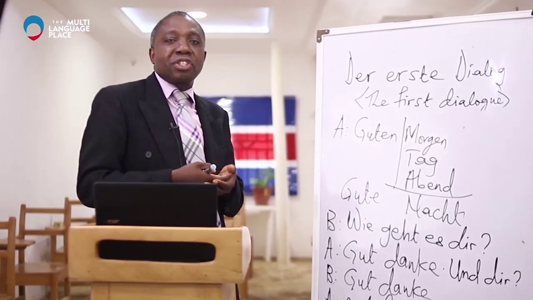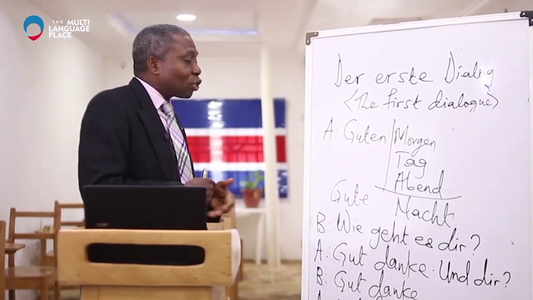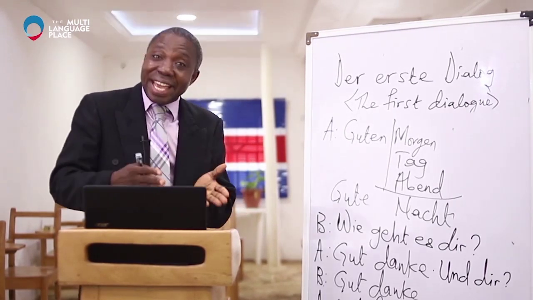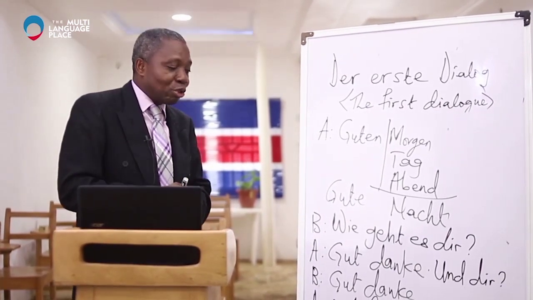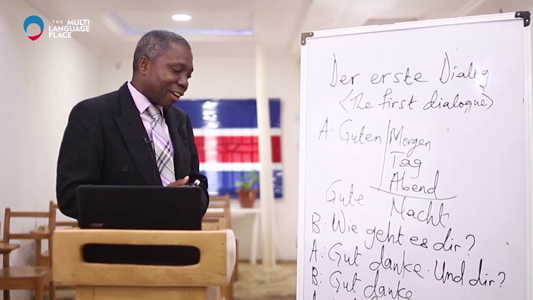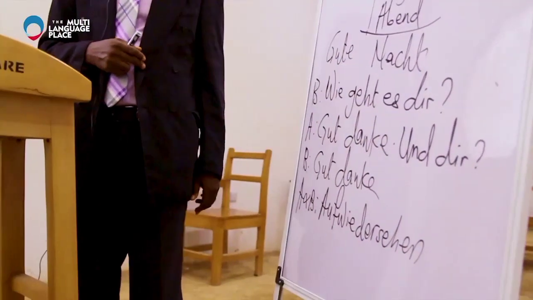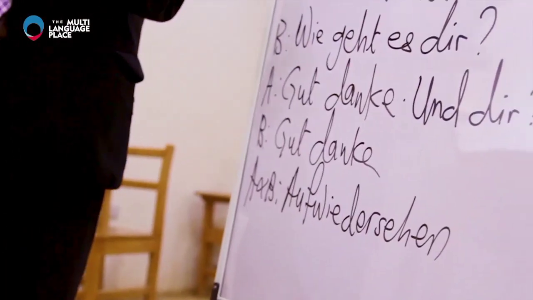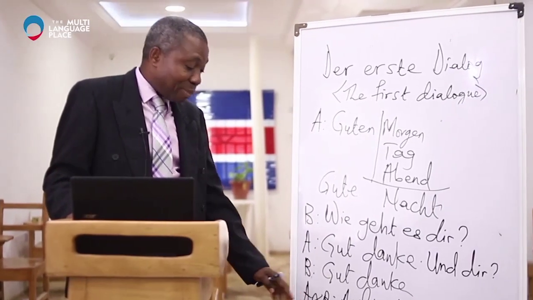But remember, there is no fixed formula for this. Actually, B can also repeat Guten Morgen, just like in English. So A says Guten Morgen, B can also say Guten Morgen. Wie geht es dir? That is, good morning. How are you? And then A responds, gut, danke. Und dir? Fine, thank you. And you? And then B says, gut, danke. The last thing, of course, depends on the length of the conversation. But for now, for our level, we can bring it to a close.